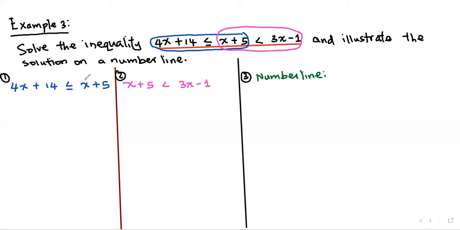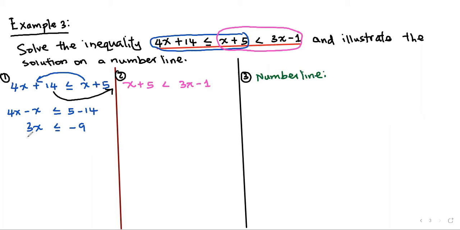So we take this x to go this side and we bring this 14 to go this side. So it implies that we are having 4x minus x is less than or equal to 5 minus 14. So 4x minus x, we will get 3x, which is less than or equal to minus 9. That is 5 minus 14, it will give us negative 9.